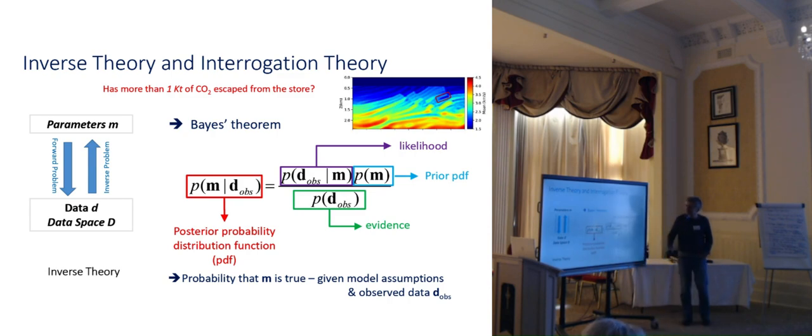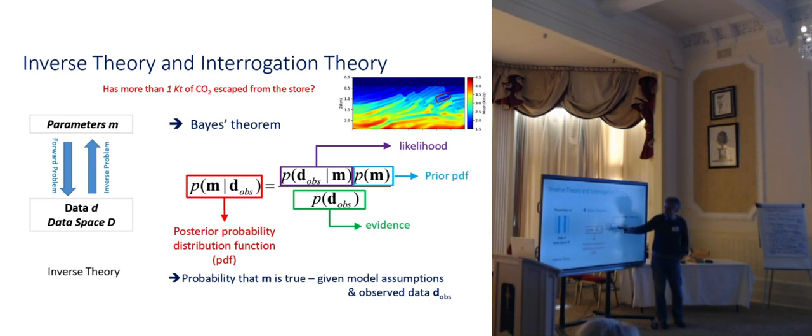And Bayes' rule simply says that this is given in three terms. The likelihood, which is, well, if the model was true, what's the probability that we would have observed that data set? So that's really the comparison of the model, the parameter values, with the data. So that's where we compare with the data.